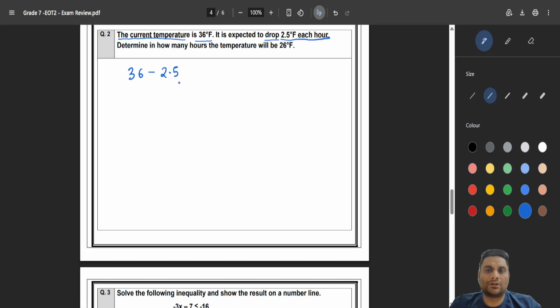They haven't mentioned for how many hours the temperature went down. So for the hours we will take h. Okay, determine in how many hours the temperature will reach 26. He said after going down, in how many hours this final temperature will become 26. So this is a question of equation, right? We made an equation, we have to solve it, and we have to find for how many hours the temperature has to keep on dropping to reach 26 degree.